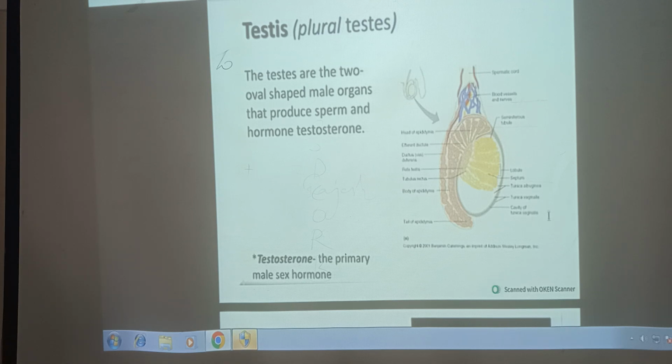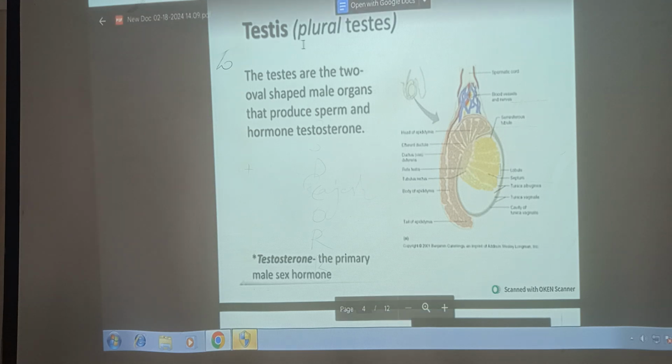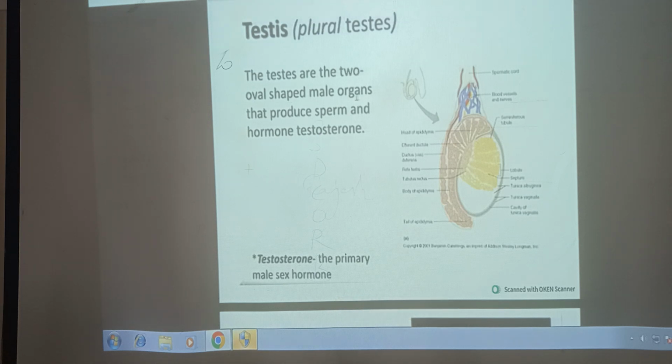Leydig cells produce androgens, the most important of which is testosterone. This is the important male sex hormone, testosterone, the primary male sex hormone. Testosterone controls the development of secondary sexual characters and the spermatogenesis process. This is the testis topic. Once again, the testes are two oval-shaped male organs that produce sperm and hormones.